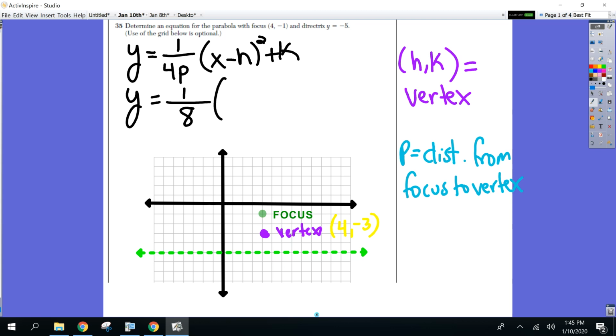Times, what's h and k again? Okay, h is 4, k is -3. So it'll be x minus 4 all squared. And then what are we putting on the outside? -3 or plus -3, whatever you prefer. Do not try to be a hero and try squaring. You're done. We don't need any heroes here. You're done. Nice. Except, are you?